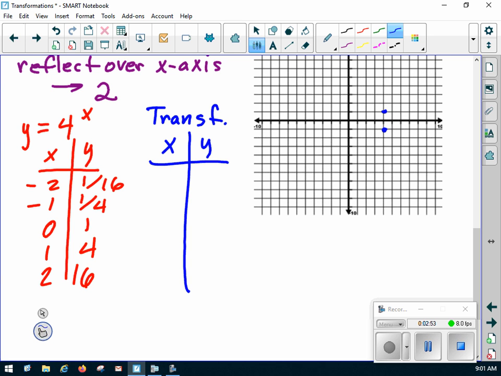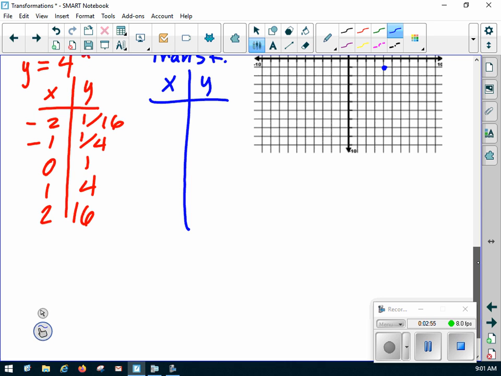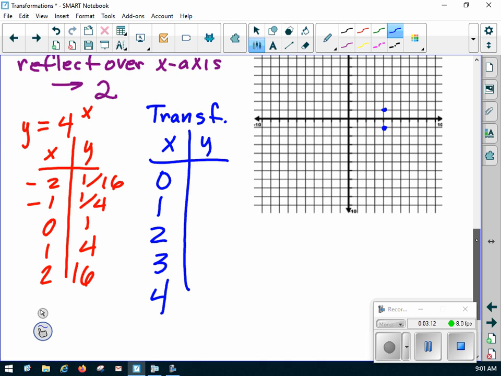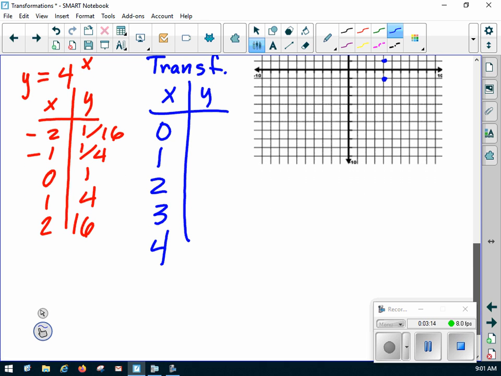Add 2 to x. All right, so let's add 2 to x. -1 plus 2? 1. 2 plus 2? 4. What do we do to the y? Switch the signs.